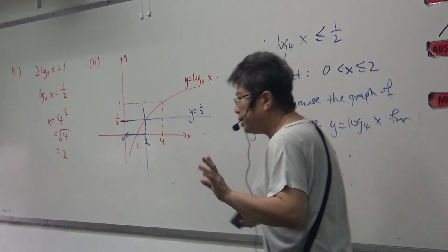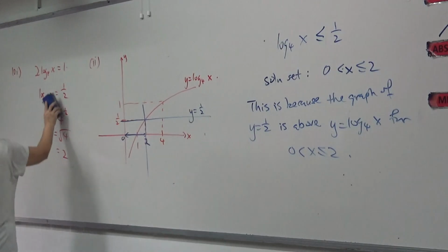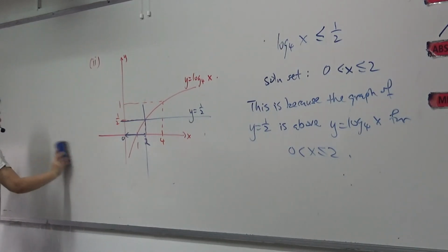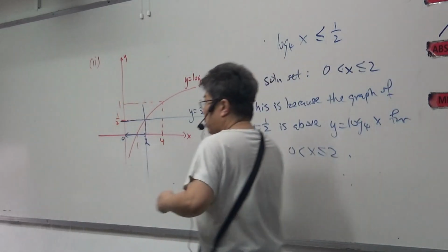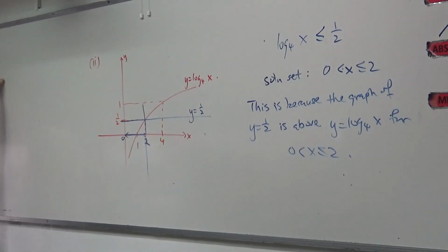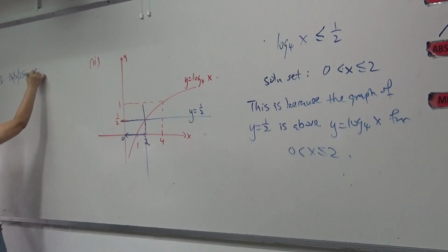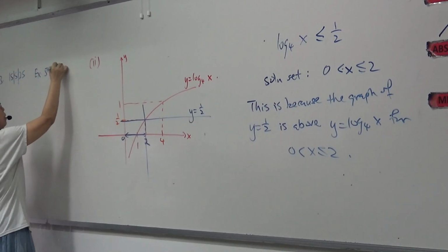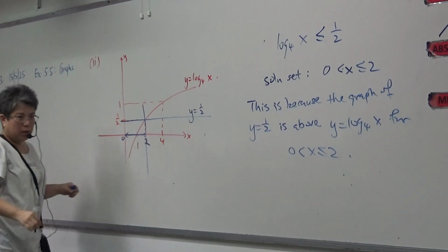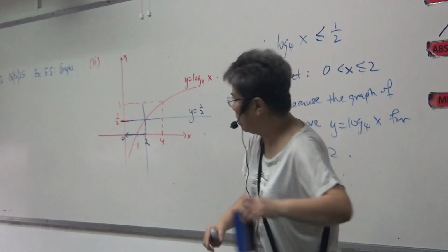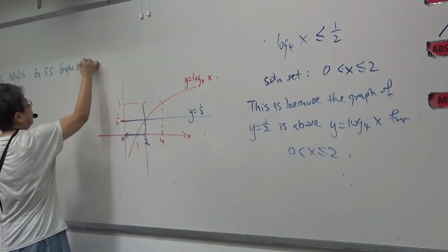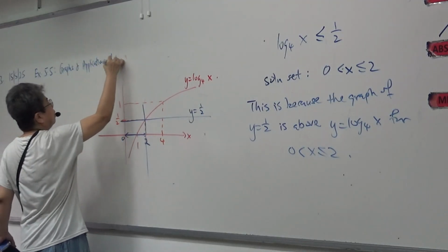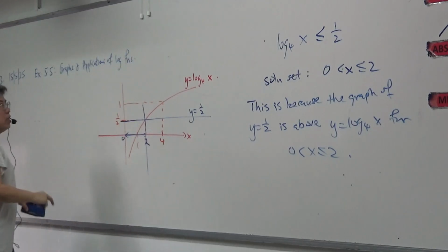Okay, next thing. What's the number on the contact page of AMS? Now it's 21. Now write 22. Now write 23. Okay? Today's date. Exercise 5.5. Graphs and applications of log functions.